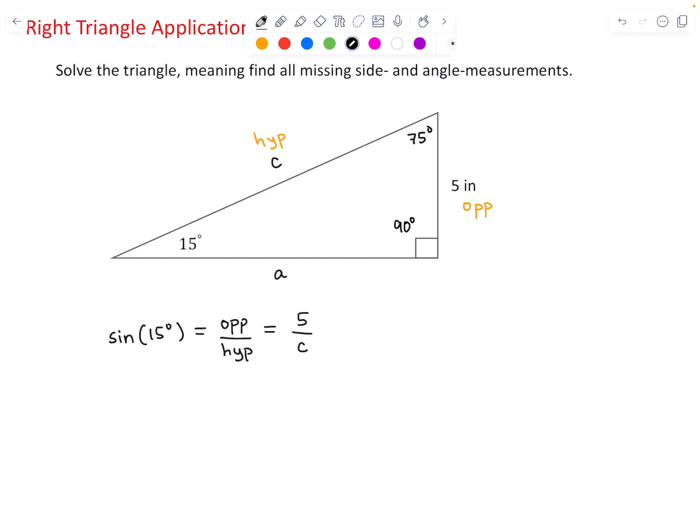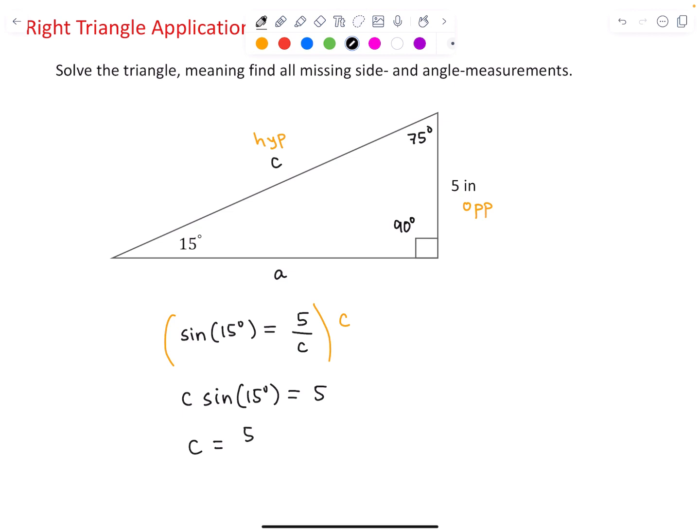I would need a calculator for that sine calculation because 15 degrees is not an angle for which the unit circle is useful. So if we shorten this equation and then multiply both sides of the equation by C, we would get C times the sine of 15 degrees is equal to 5. Keep in mind we're trying to solve for C, so I would divide next. C is equal to 5 divided by the sine of 15 degrees.